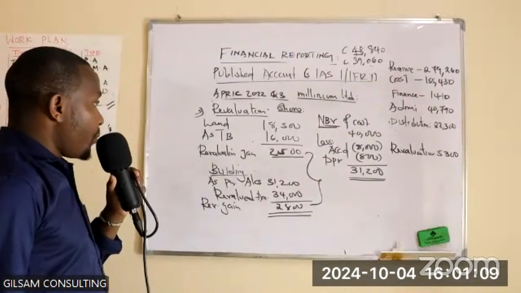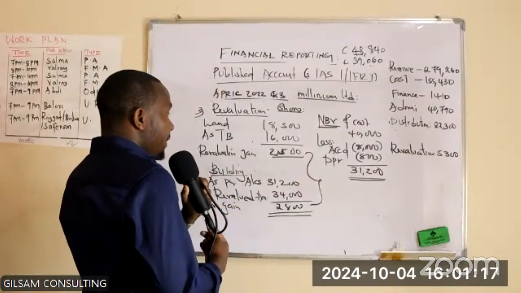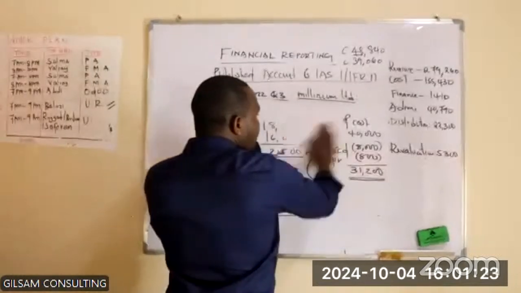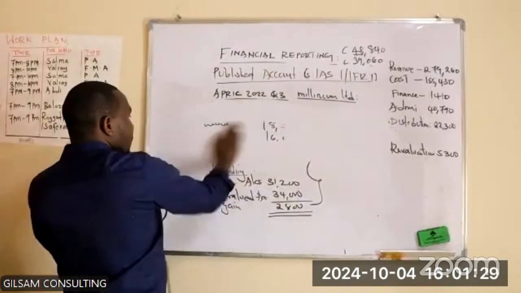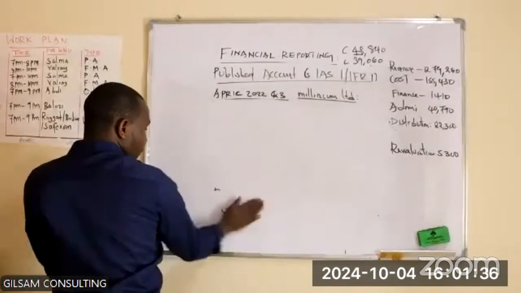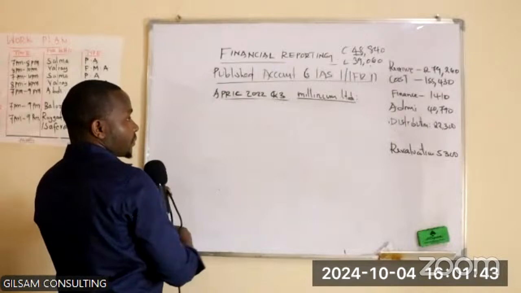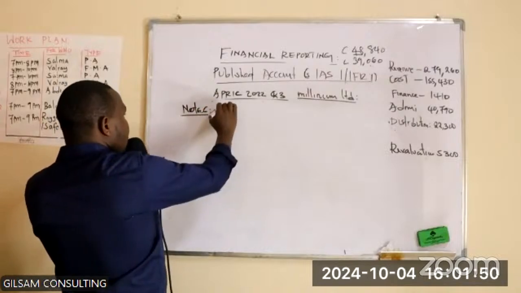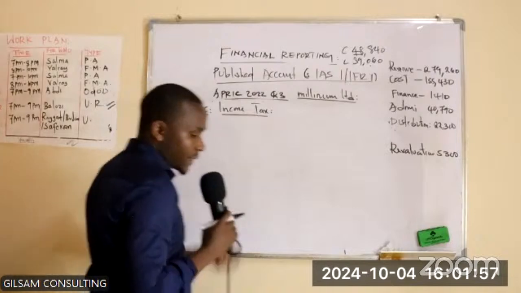So after that, we go to the income tax account. So let's look at the income tax account as our note number 6. So we have note 6. This is income tax.